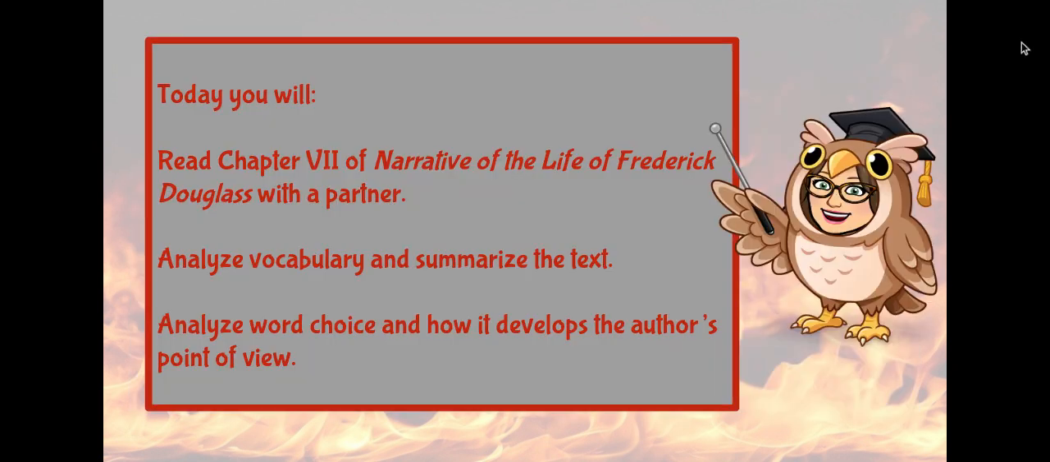Today, you will read Chapter 7 of Narrative of the Life of Frederick Douglass with a partner. You will analyze vocabulary and summarize the text. And you will analyze word choice and how it develops the author's point of view.